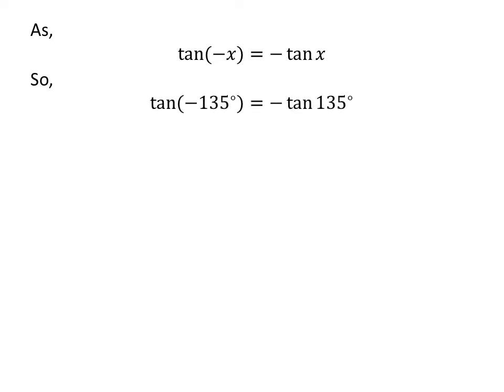Let us apply the above identity for tangent of minus 135 degree. Here x is 135 degree. So tangent of minus 135 degree is equal to minus tangent of 135 degree. As 135 degree is equal to 90 degree plus 45 degree, so tangent of minus 135 degree is equal to minus tangent of 90 degree plus 45 degree.